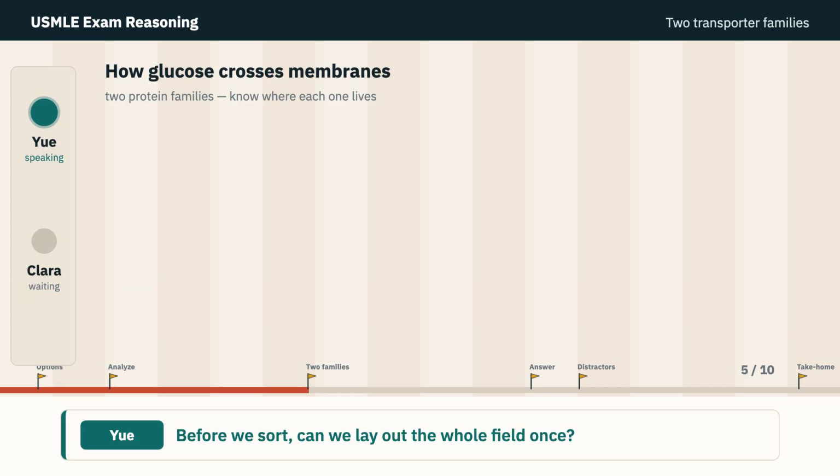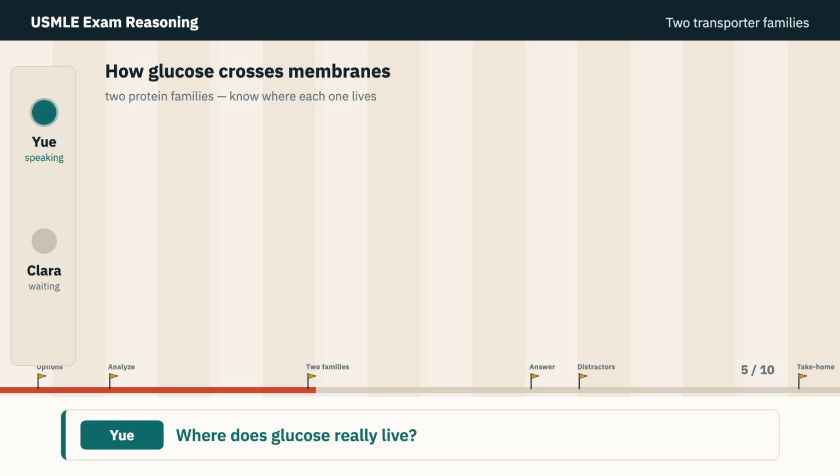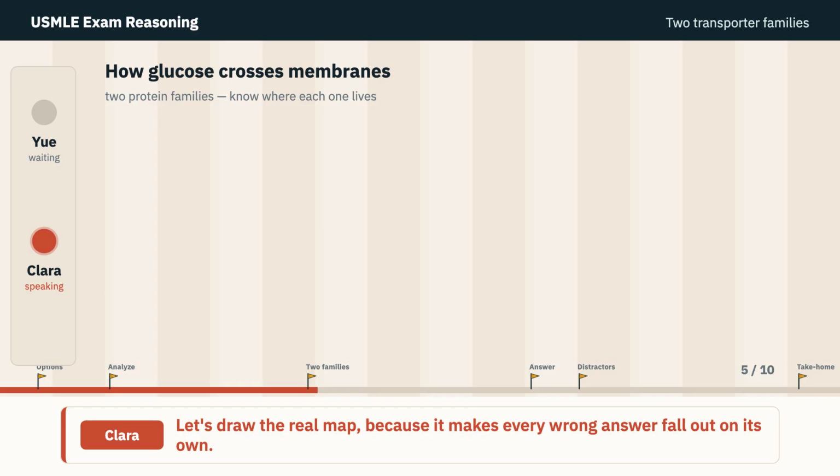Before we sort, can we lay out the whole field once? You had a mental model earlier. Simple diffusion, carrier transport, active transport. Where does glucose really live? Let's draw the real map because it makes every wrong answer fall out on its own.